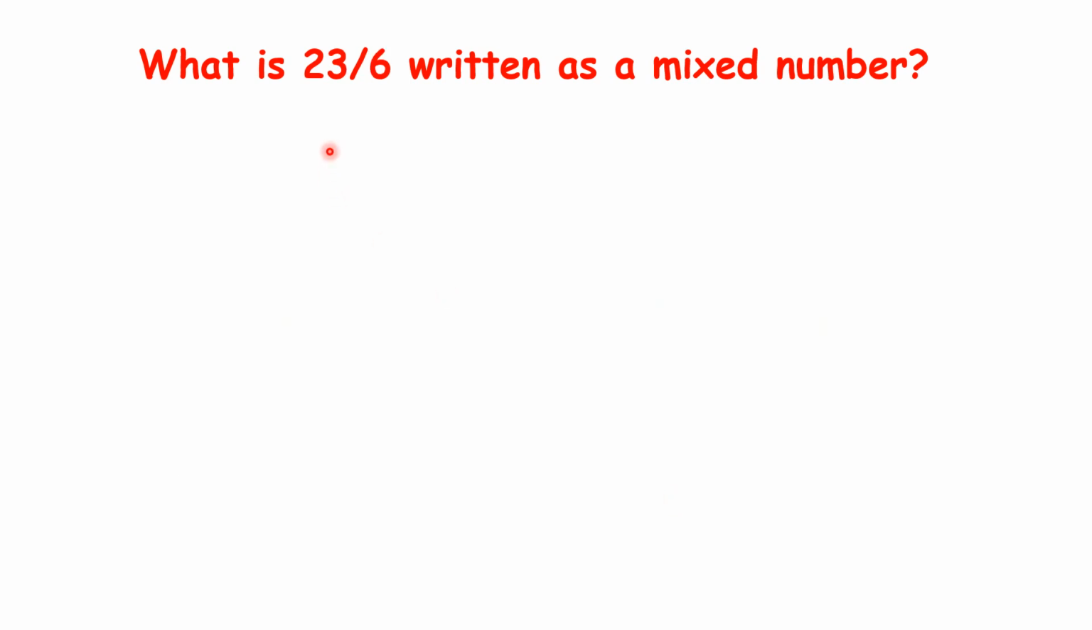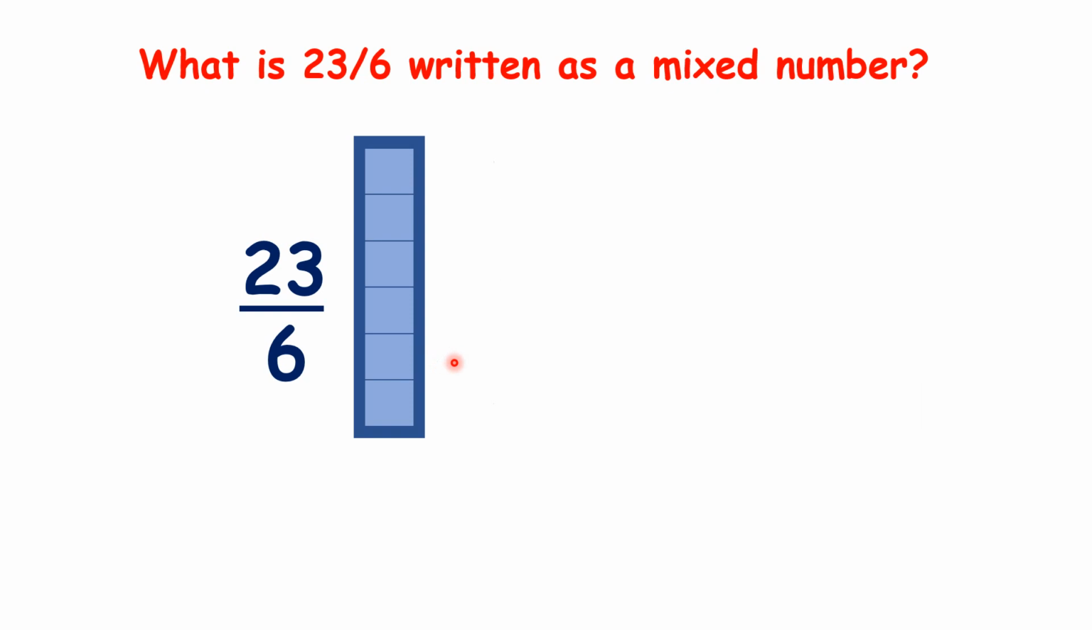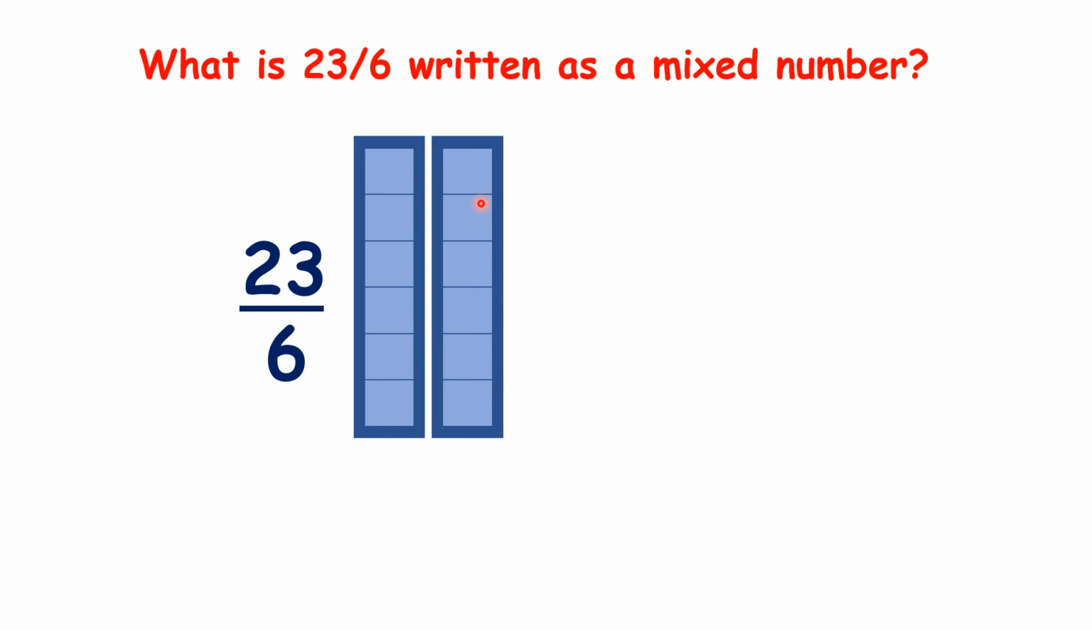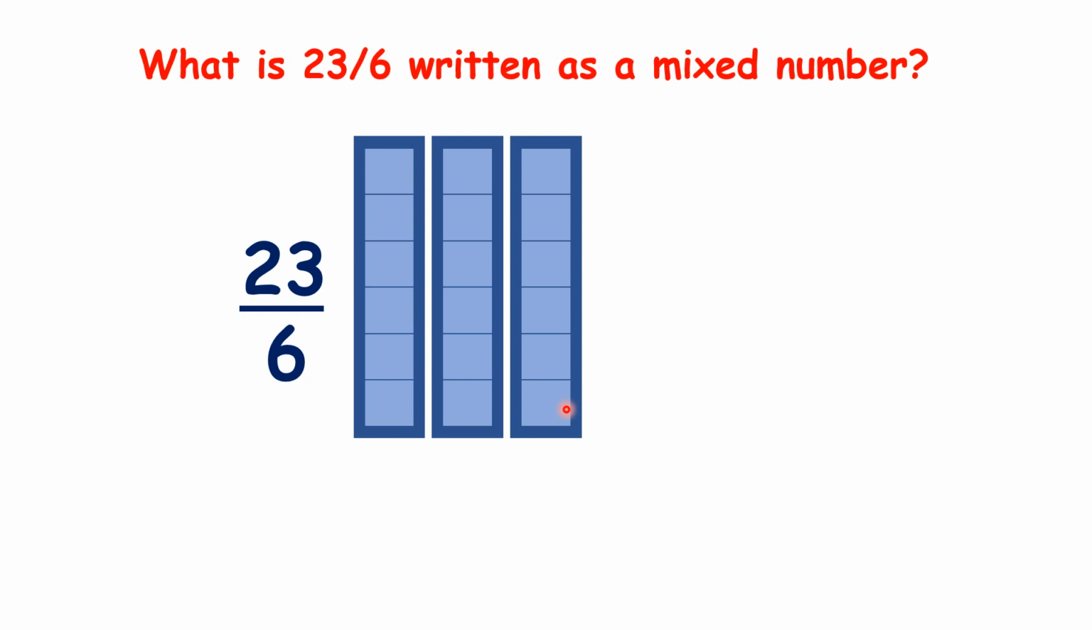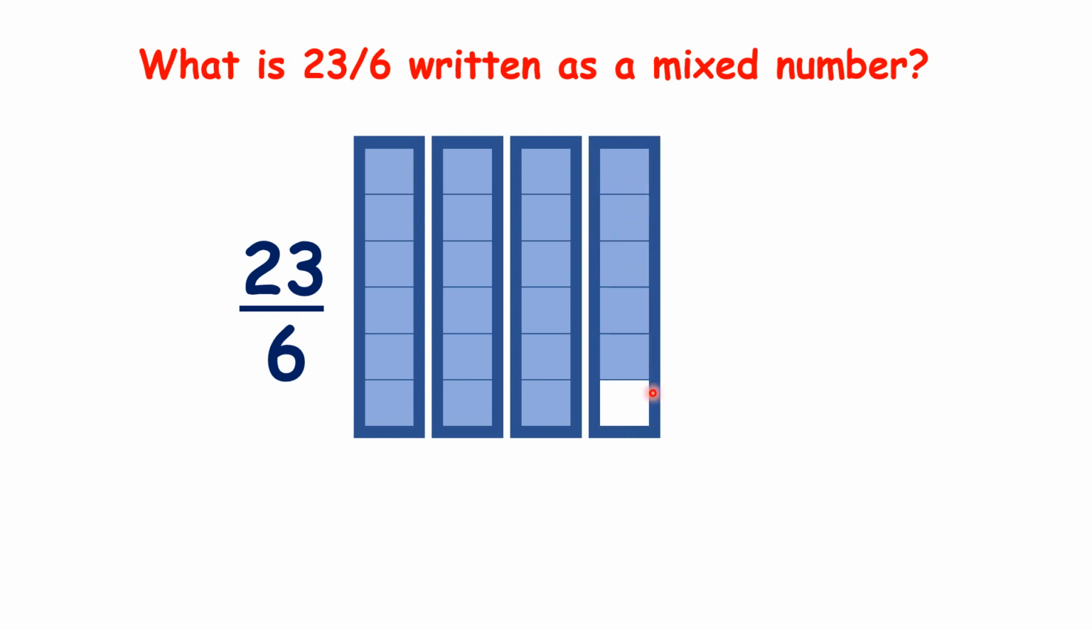So what is 23 over 6 as a mixed number? Well, we could take 23/6 and draw it out. So there's 6/6, another 6/6, so 12/6 altogether, 18/6, and then we need 5 more 6ths to make 23/6 altogether. And then we can see that we've got 3 and 5/6 altogether.